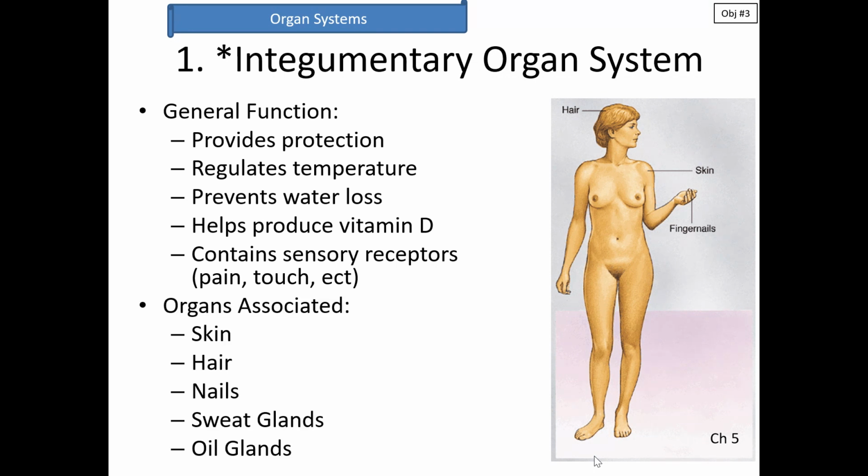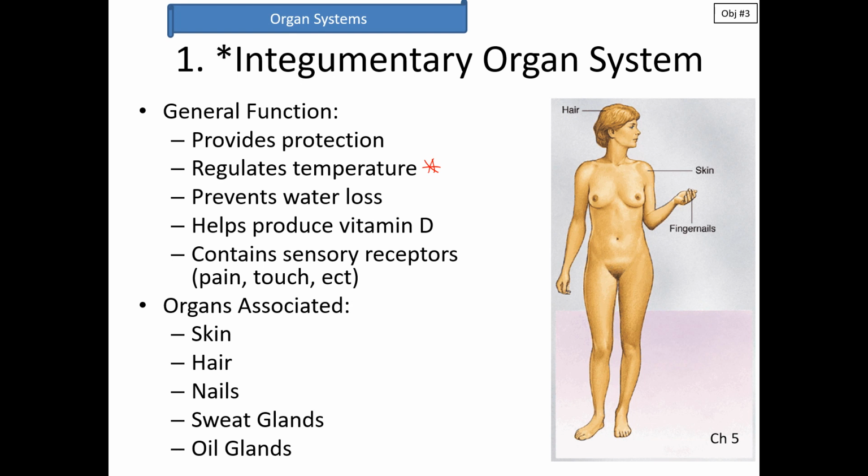So for the integumentary system, the function is to provide protection, regulate temperature. There are sweat glands which are part of the integumentary system. So those sweat glands help regulate body temperature, prevents water loss. The skin prevents water loss from the body, helps keep you hydrated. Burn victims, one of the problems they have is dehydration because you don't have any skin.